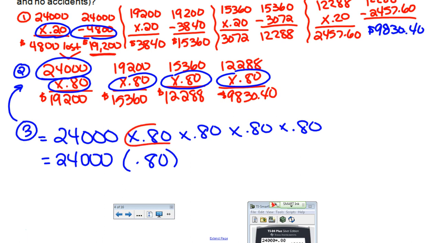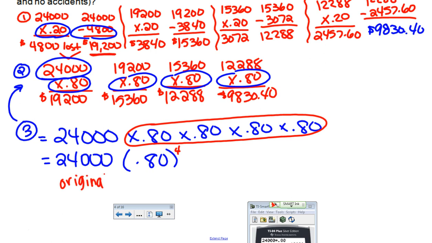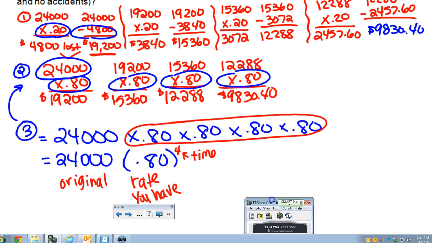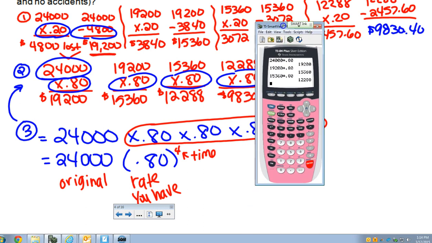anytime you're multiplying the same thing over and over, you can condense it. You have the same thing being multiplied by itself 4 times. Well, that's exactly what a power of 4 means. So this was the original. This is the rate that you have. And then that's the time. And that's exactly what an exponential equation is, when you apply a rate over and over and over again.